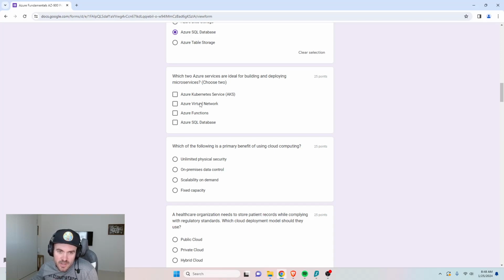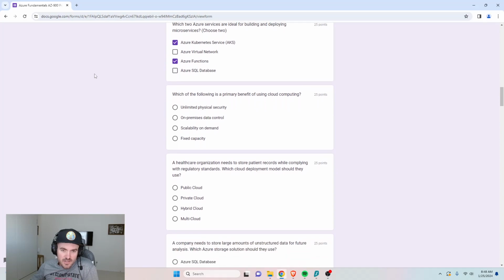Azure Virtual Network, that's definitely not used for microservices. SQL Database, not used for microservices either. So functions, we can say that. And I suppose Kubernetes, we could say that because if you have the containers themselves that are used for microservices amongst other things, you could organize those for AKS. So this one could be indirectly correct, much more so than virtual networks or SQL databases. All right, so we'll go with those.